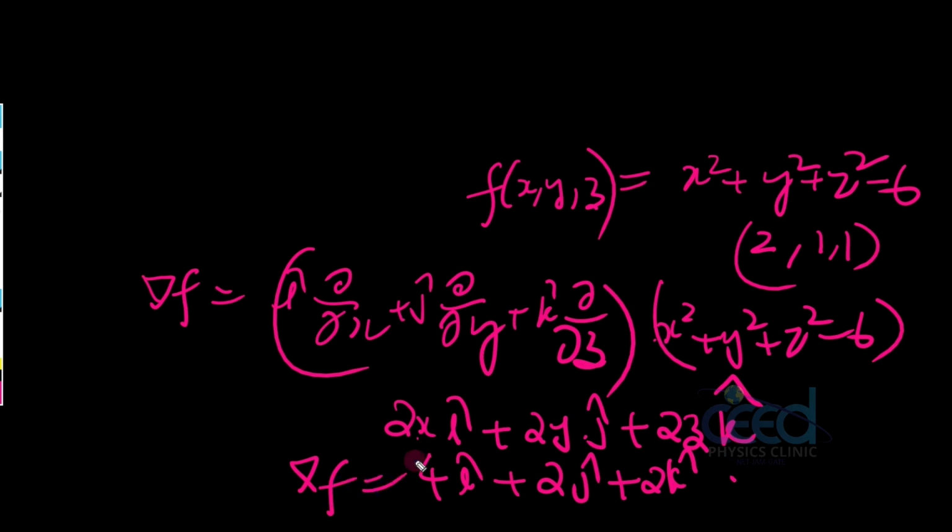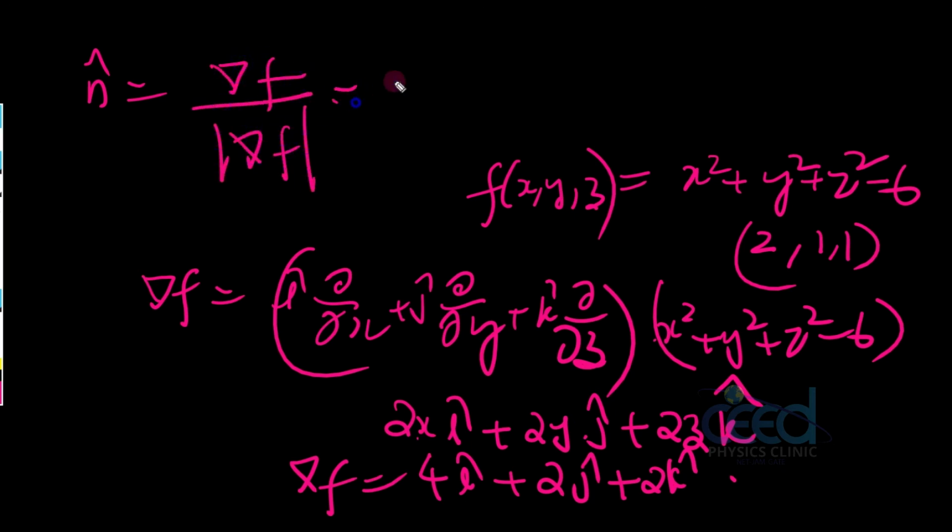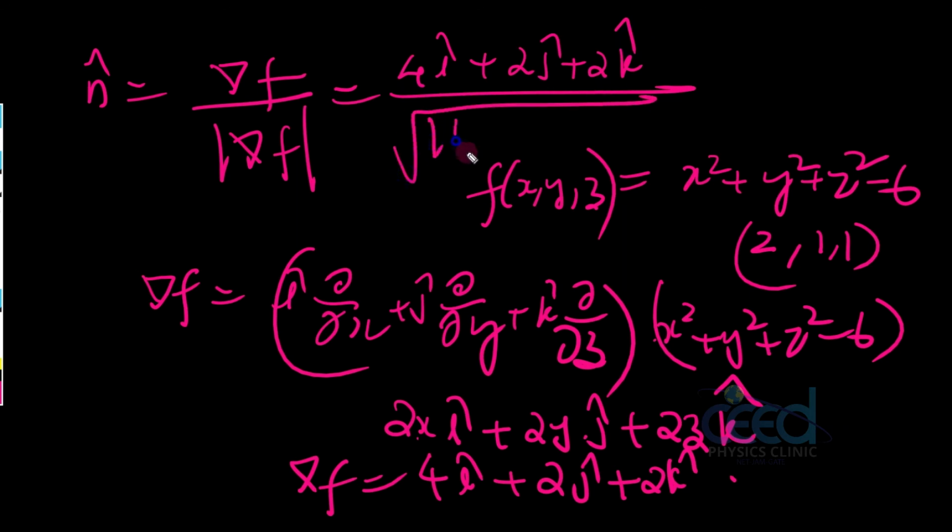So we want to find the unit normal vector along this direction, that is del f divided by mod del f, that is equal to 4i cap plus 2j cap plus 2k cap divided by square root of 16 plus 4 plus 4, right? So root 24. Okay, so that you can calculate.